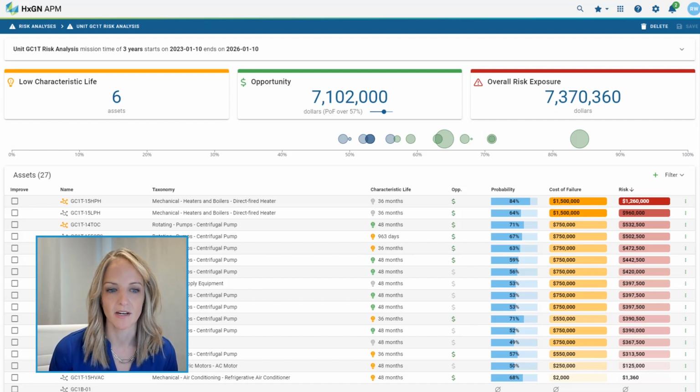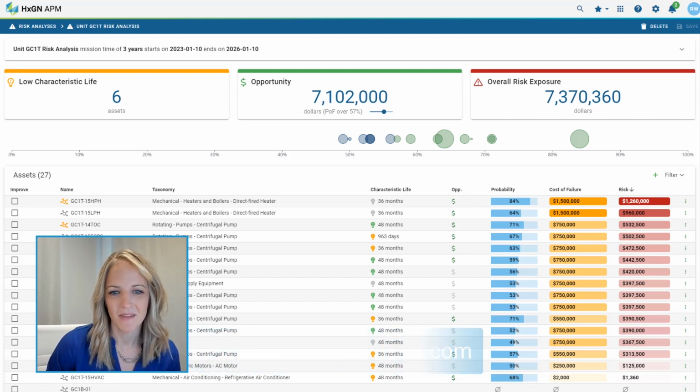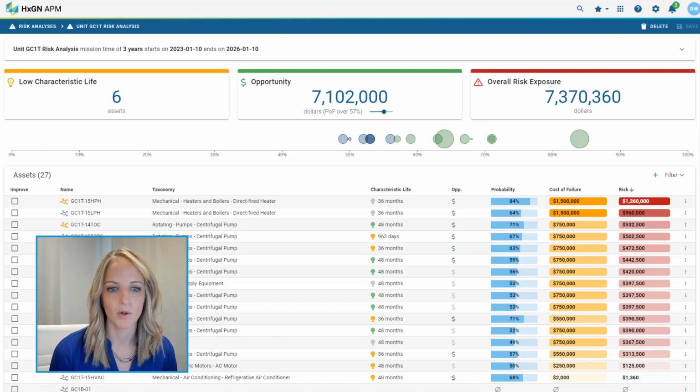Also, what I'm showing here is a freemium offering for anyone to use just by going to assetriskanalyzer.com, and we will provide a link for that as well. There is also a predefined query in Hexagon EAM that we can share that pulls information needed for this risk assessment in the right format, right from EAM, and just allows you to run the assessment very easily.